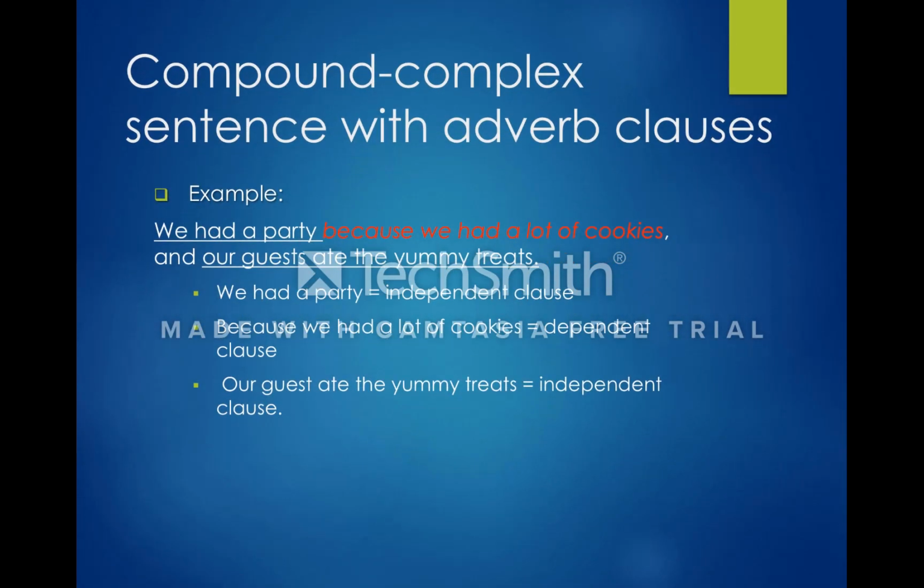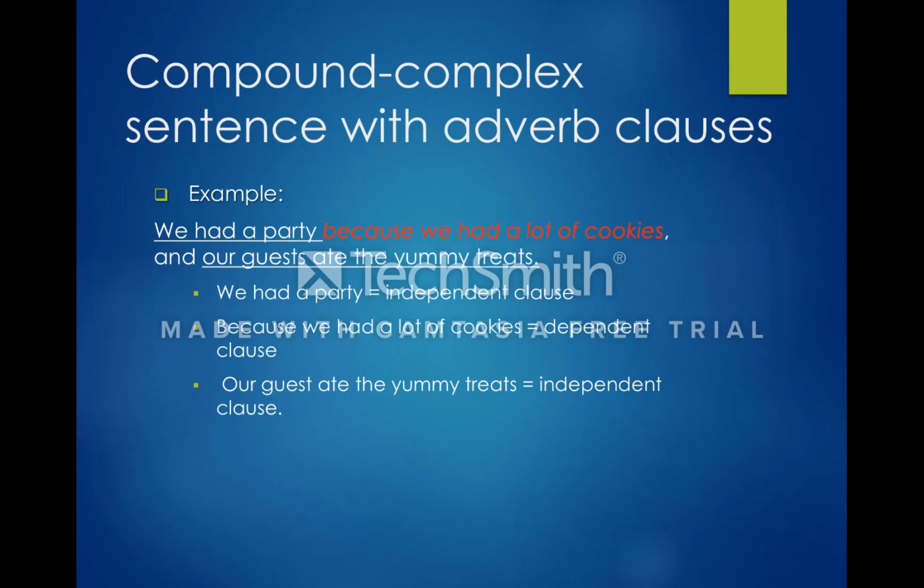Finally, we have the compound complex sentence with an adverb clause or adverb clauses. Here we have an example. We had a party because we had a lot of cookies and our guests ate the yummy treats. The first clause, we had a party, is independent. The second one, because we had a lot of cookies, is a dependent clause that begins with the subordinator because.